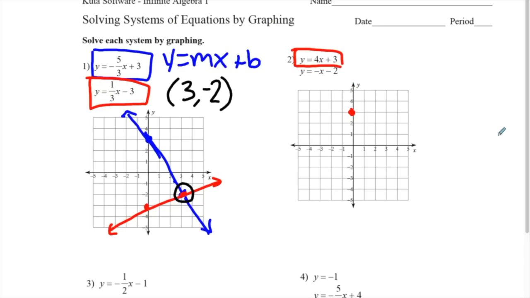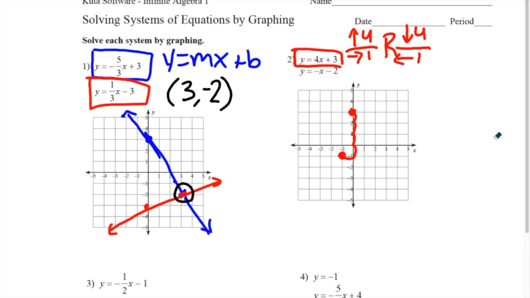So if we were supposed to go up 4, and we always move to the right 1, and we are about to fall off our graph, that means we have to put our slope in reverse. I'm putting it in reverse. That changes every direction. So now instead of up, we go down. Instead of right, we go left. So I'm going to start at my point and go down 4, left 1.